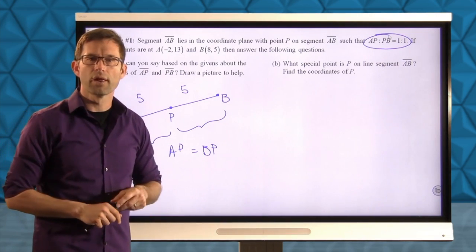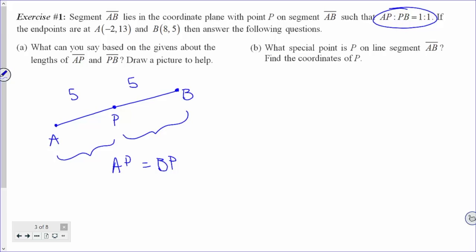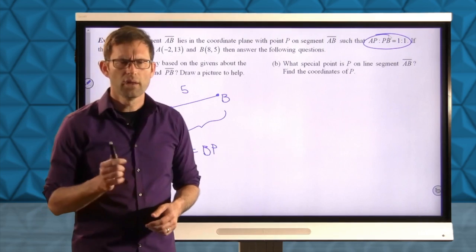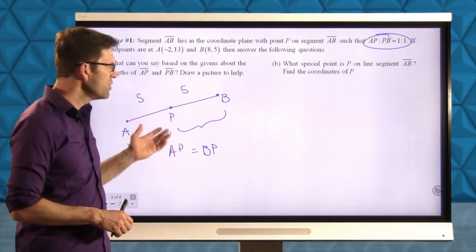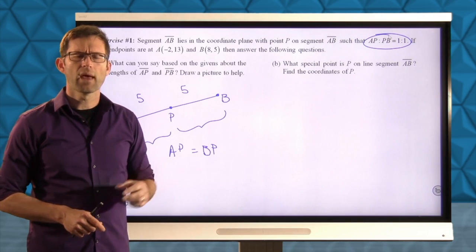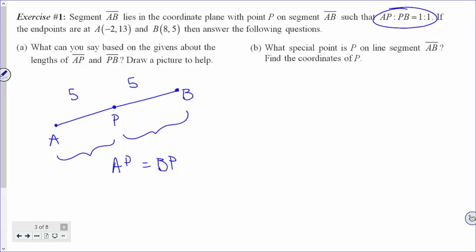But now let's take a look at letter B. Letter B says, what special point is P on line segment AB? Find the coordinates of P. Okay. Pause the video now and see if you can figure that out. What special point is P and what are its coordinates?